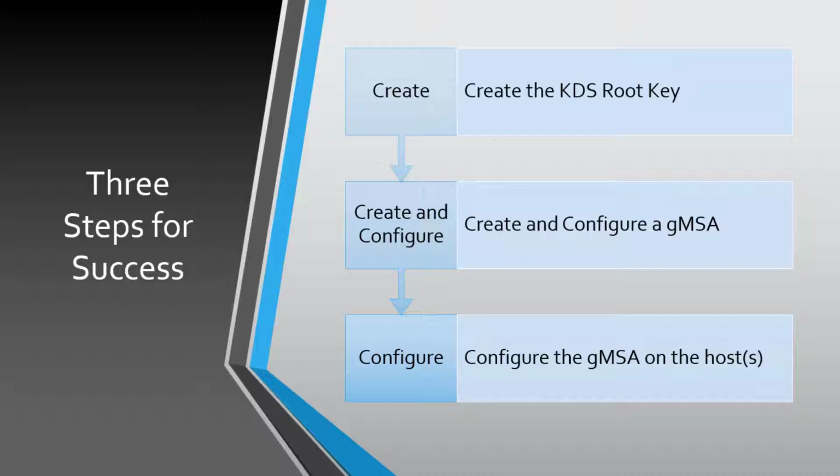Three steps exist for us to go from zero to hero with group managed service accounts. The first we just went over, and that is to create the KDS root key. As I mentioned, this is a one-time per forest event, so really once we do this the first time, there are only two steps to being a hero with GMSAs. But I get ahead of myself. So the next step after we have that KDS root key and we've waited those 10 hours for it to replicate is we go ahead and create and configure a group managed service account.